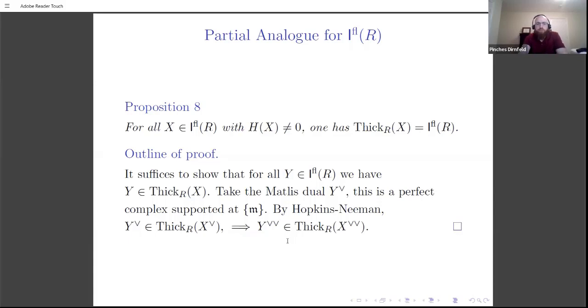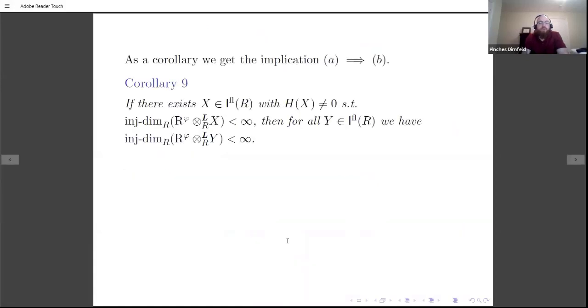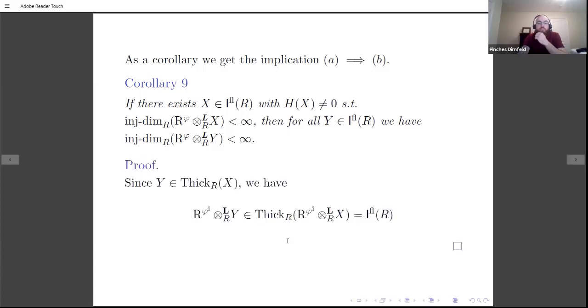So I'm going to use this proposition to prove A implies B. So corollary: if there exists any X in IFLR with non-zero homology such that the derived tensor product with phi has finite injective dimension, then for every Y in IFLR the derived tensor product has finite injective dimension.